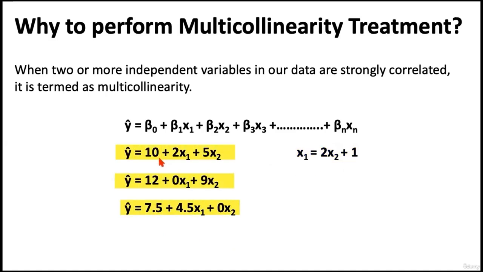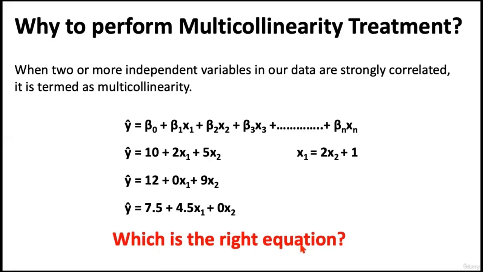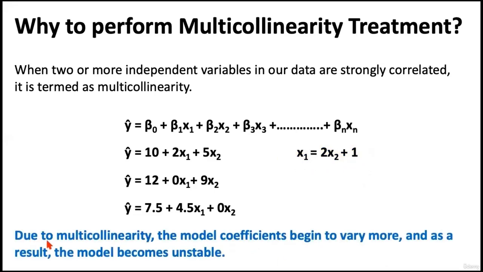So if you see, all the coefficients are varying now. The intercept here is varying between 7.5 to 12. The coefficient of x1 is varying between 0 to 4.5. And the coefficient of x2 is varying between 0 to 9. So the coefficients no longer are reliable. And as a result of this, we are not able to finalize the right equation. Again, why? Because we have multicollinearity in this case. So to sum it up, due to multicollinearity, the model coefficients begin to vary more. And as a result, the model becomes unstable. This is the reason we need to treat multicollinearity.